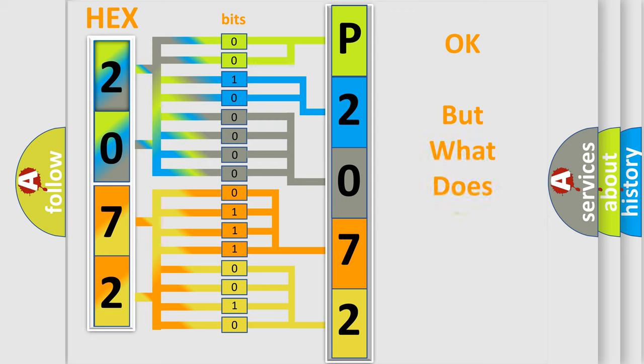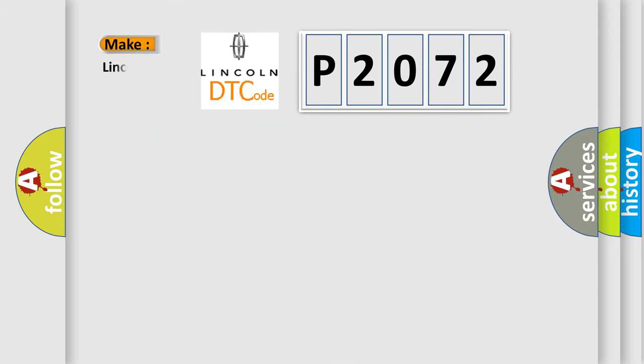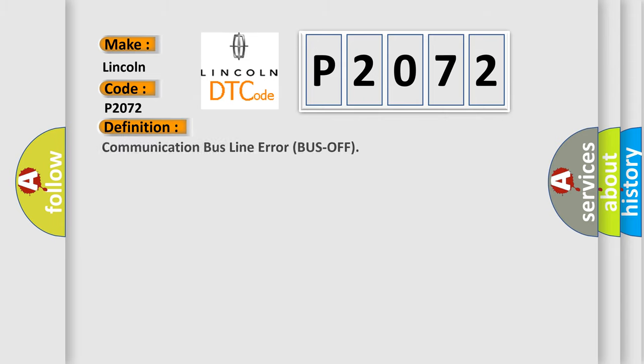The number itself does not make sense to us if we cannot assign information to what it actually expresses. So, what does the diagnostic trouble code P2072 interpret specifically for Lincoln vehicles? The basic definition is communication bus line error, bus off. And now this is a short description of this DTC code.